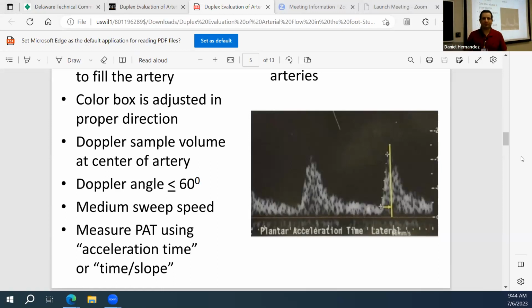I was just showing them. So we measure, again, put the caliper here at the beginning of systole, and we just measure up along that slope to peak systole.